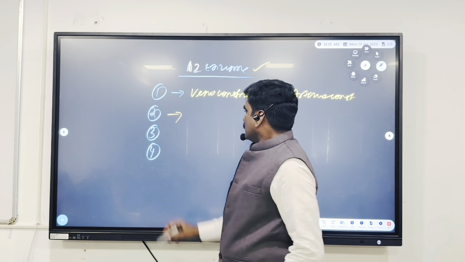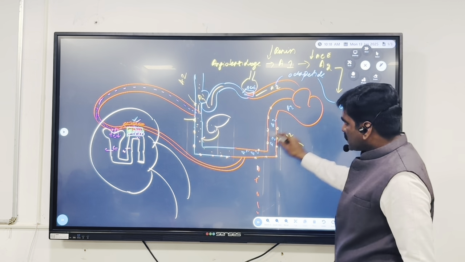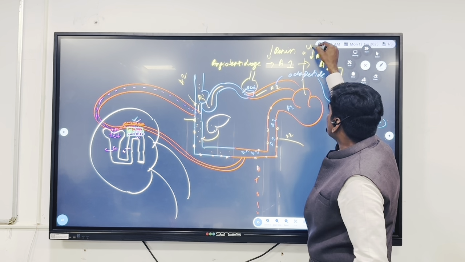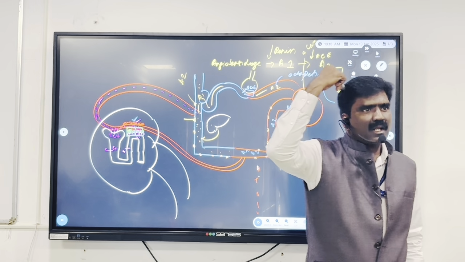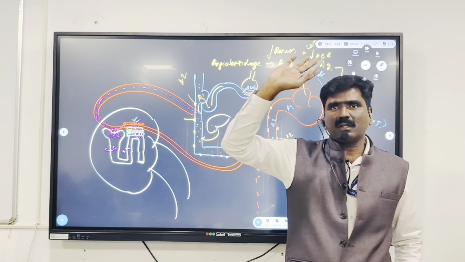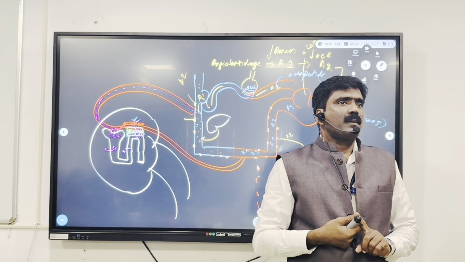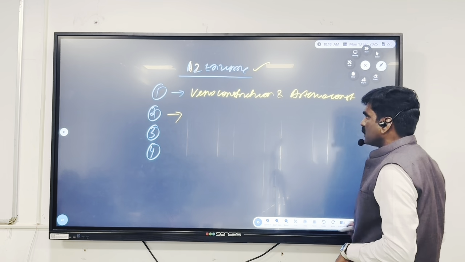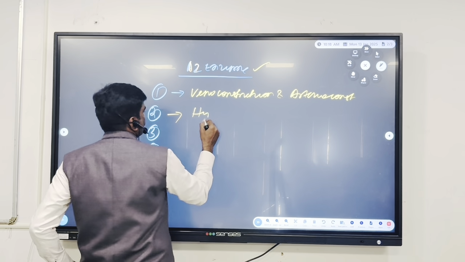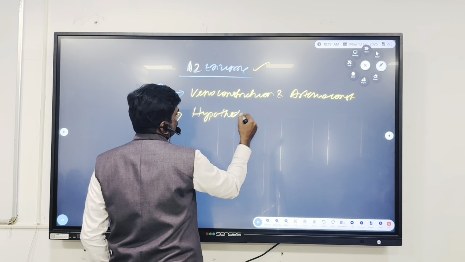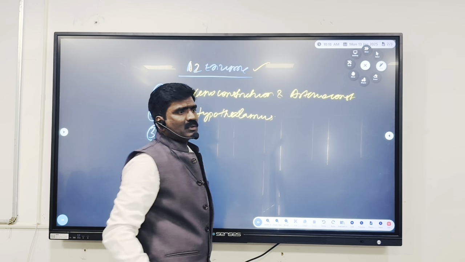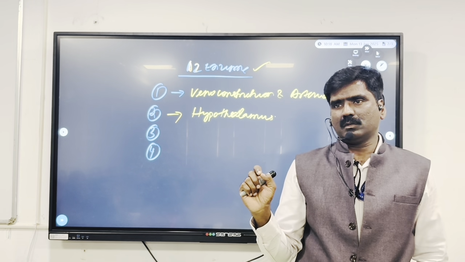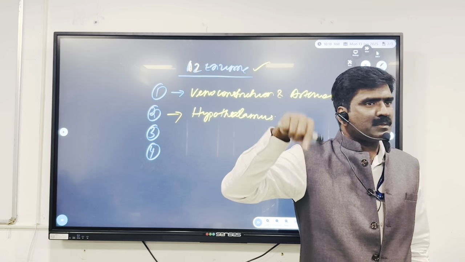Second is, you know that A2 is circulating throughout the body, and it will reach the central nervous system also. In the central nervous system, it will reach the hypothalamus, right? You know where is hypothalamus? You don't know? It will reach the hypothalamus. Hypothalamus also has the receptor for A2, right? What will it do in the hypothalamus?